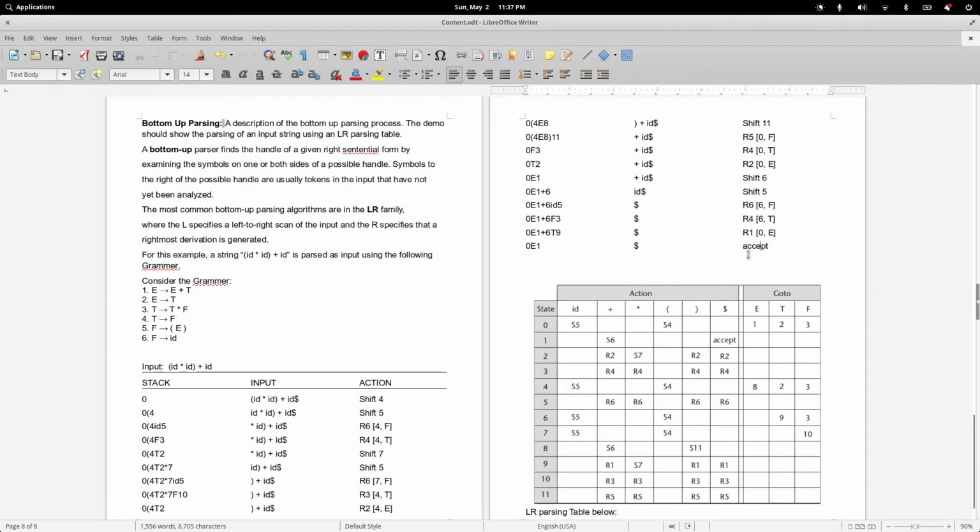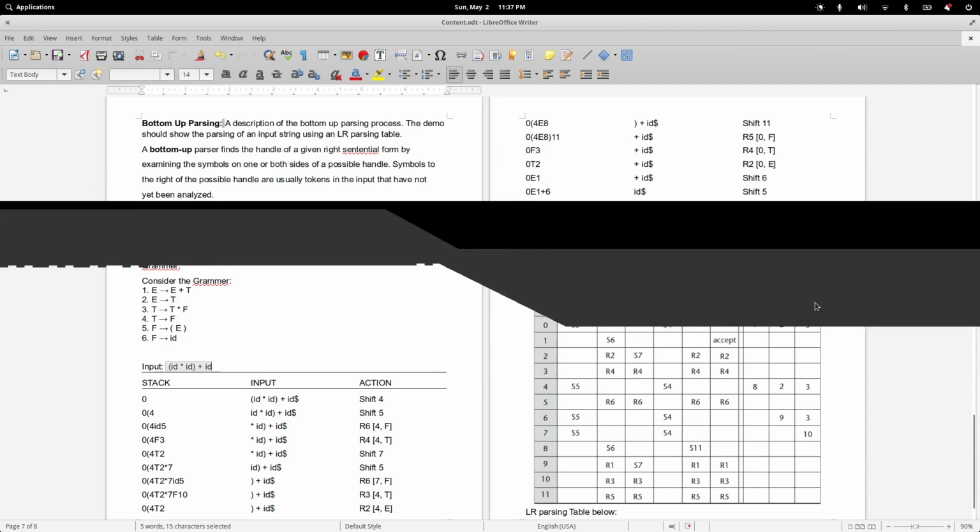And that's it. And that's how we would parse this string using our LR parsing table and the stack.